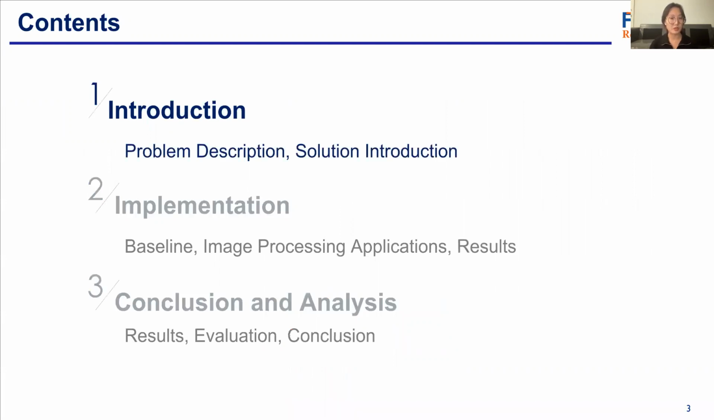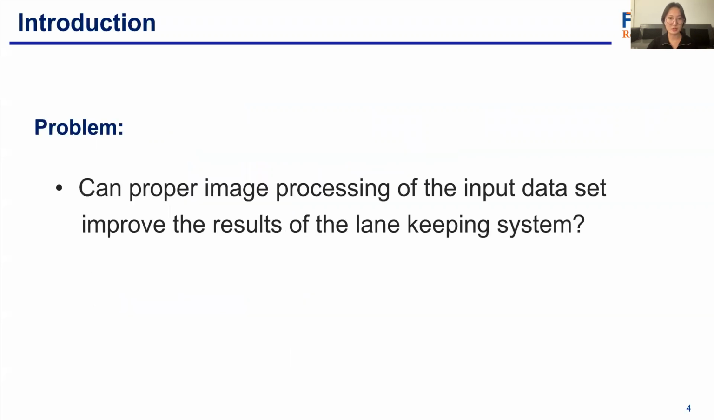First, let me introduce the problem I'm researching, and then briefly introduce my solution process. So the problem is: can proper image processing of the input data set improve the results of the lane-keeping system? That is, for the lane-keeping model, if I do some processing on the images of the input data set, will the accuracy of model prediction be improved?